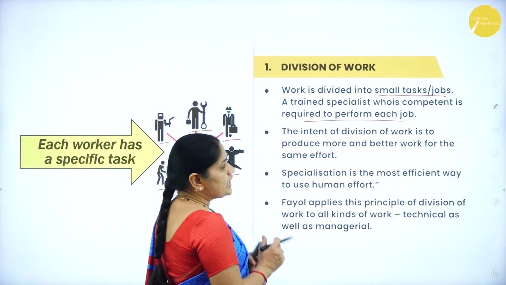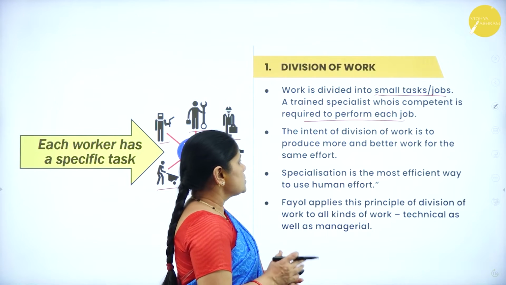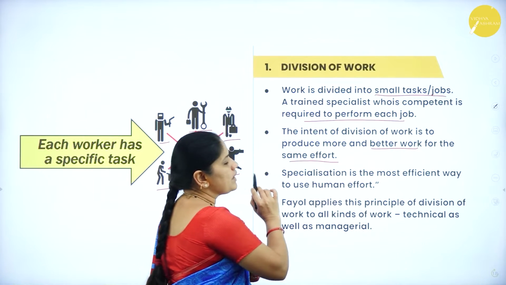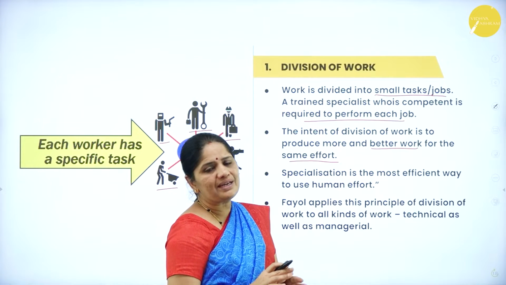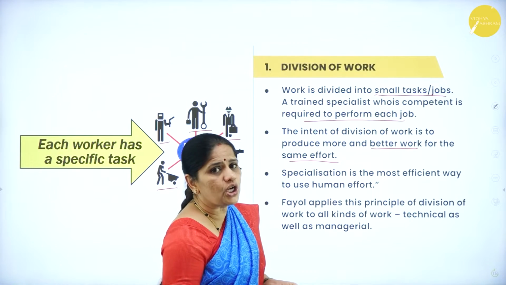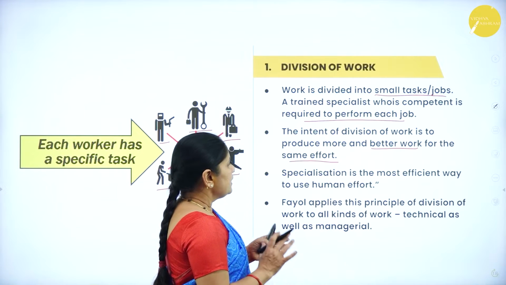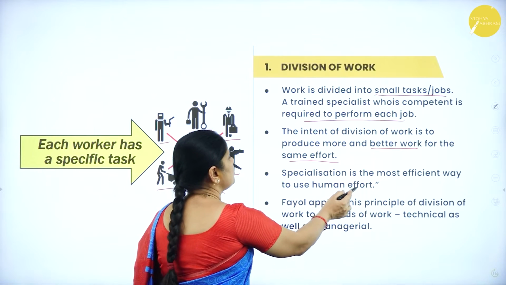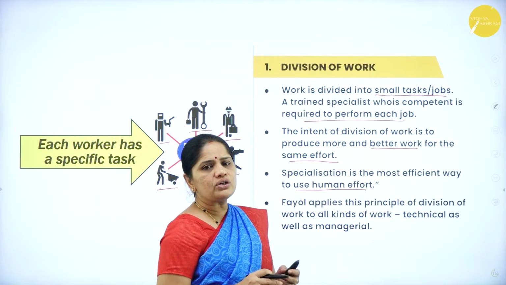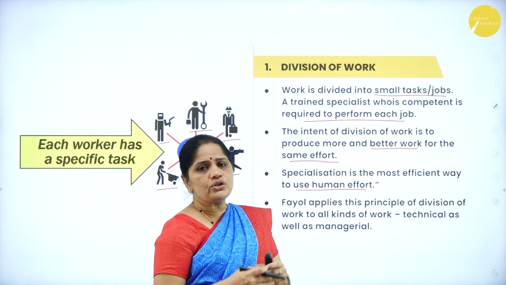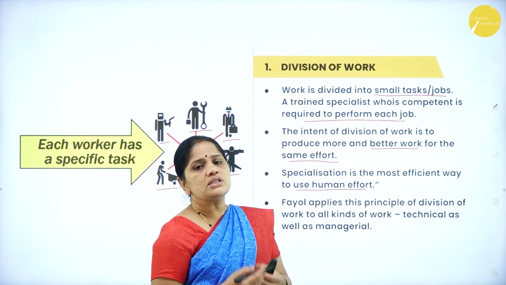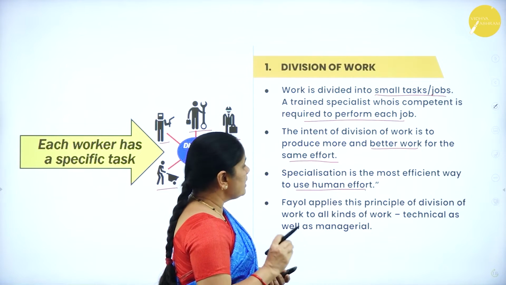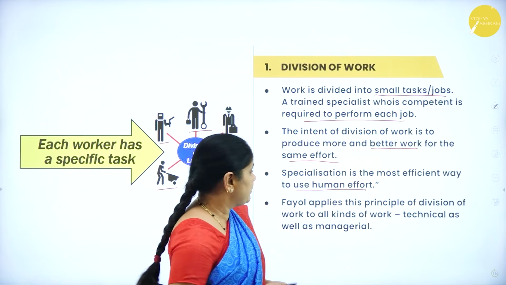Then why should we have this division of work? So this division of work is necessary for better work for the same effort. So the same effort you are doing, but you will be getting a very good job done by these specialists. Then he also said that specialization is the most efficient way to use human effort. So when you do the same job again and again, you become more and more efficient. So that is the principle laid down by Henry Fayol.